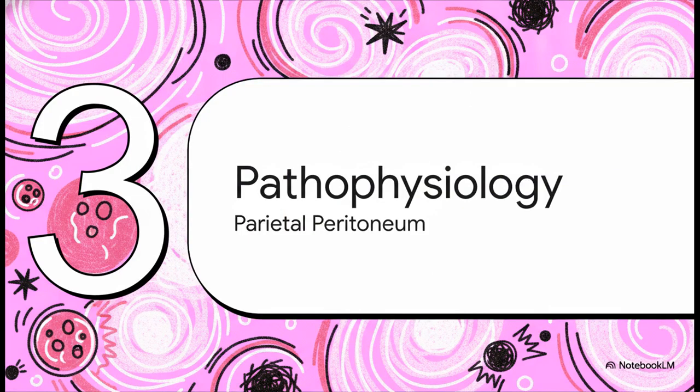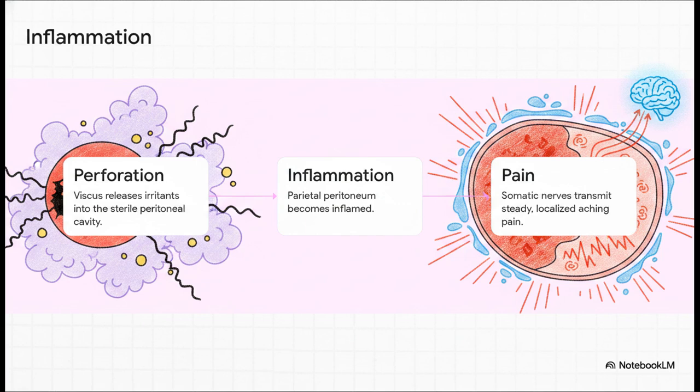Okay, Section 3, pathophysiology. Let's talk about the parietal peritoneum. Think about the cellular fury happening under the surface. When a viscus perforates, it suddenly dumps irritants right into the sterile peritoneal cavity, and that triggers an intense inflammatory cascade. The parietal peritoneum quickly becomes inflamed. Now, because the parietal peritoneum is supplied by somatic nerves, the patient's brain can pinpoint exactly where the damage is happening. As a result, they experience this steady, highly localized, and aching pain right over the inflamed area.